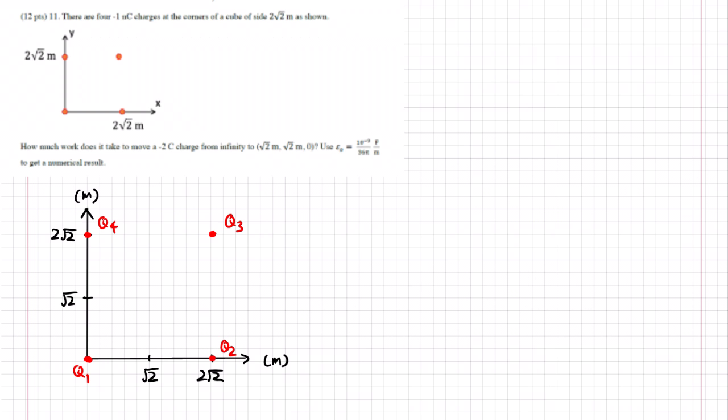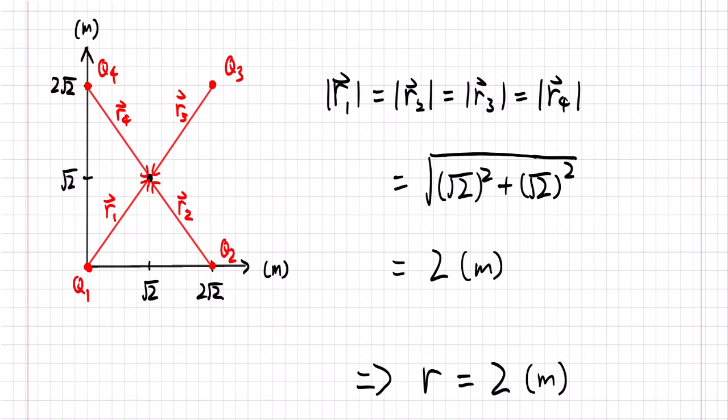We are asked to find the work that it takes to move a negative 2C charge from infinity to the assigned coordinate. We can start this problem by analyzing the distribution of each charge. Each charge has a distance r from the negative 2C charge, and in this problem, all charges have the same distance from the negative 2C charge, which is 2 meters.